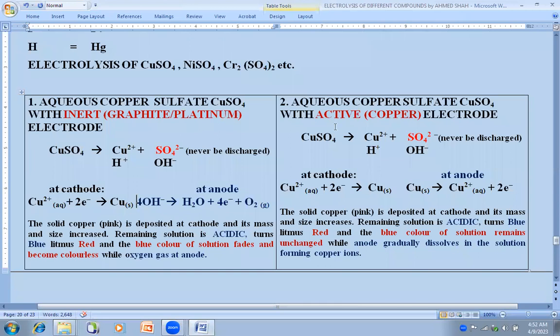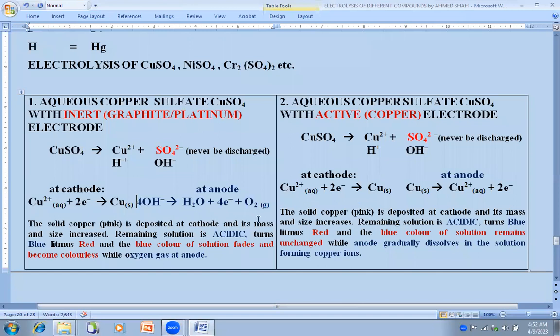But in the case of active copper electrodes, no OH ions travel towards the anode, but this happens at the anode. Solid copper dissolves in the solution and produces aqueous copper ions, and these copper ions travel towards the cathode. That is why solid copper is deposited on the cathode and the size of the copper cathode increases.